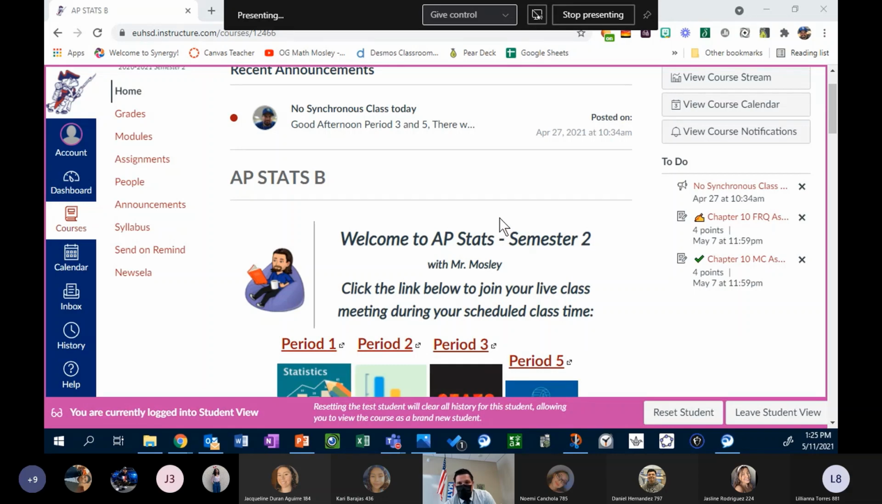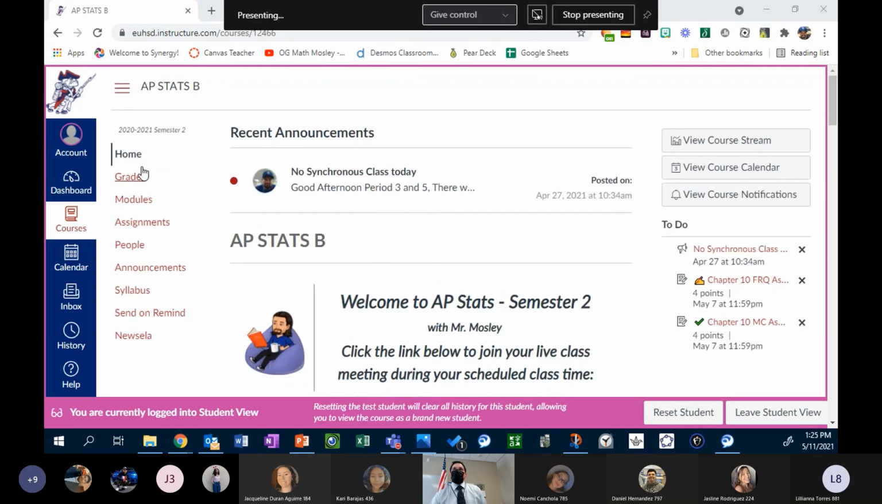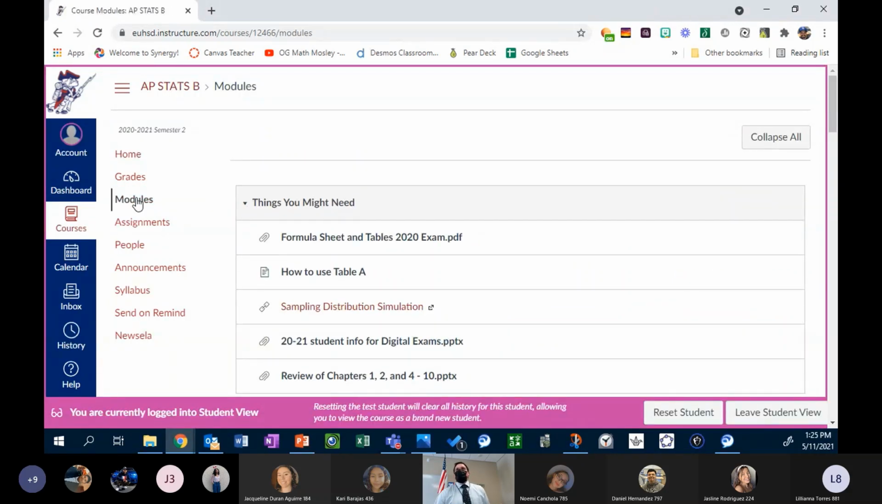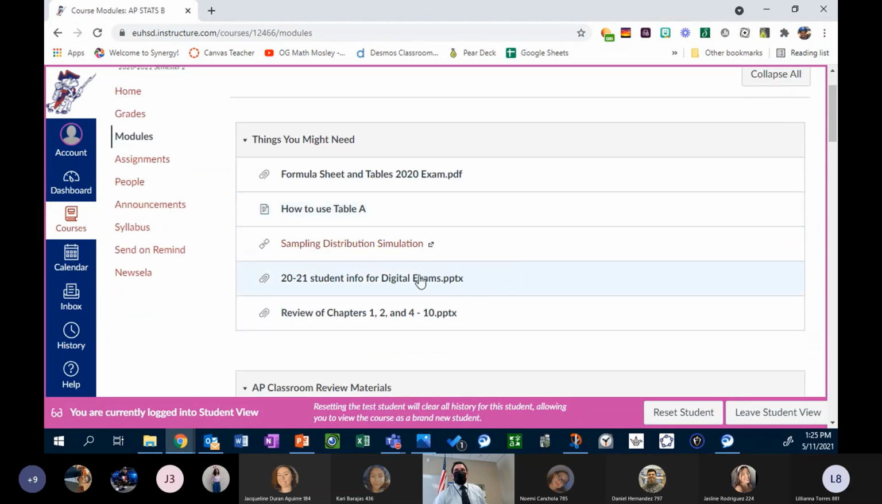All right, so hopefully on the shared screen you can see the Canvas course. On here, what I want to point out is I've added some stuff to some modules and added some modules to what we already have access to. In the things you might need section, I've added the directions, that PowerPoint presentation on how to get ready for the AP digital exams. So if you are taking AP exams digitally and you haven't gotten the app, you haven't gone through that process yet, please look through that so you know what to do.